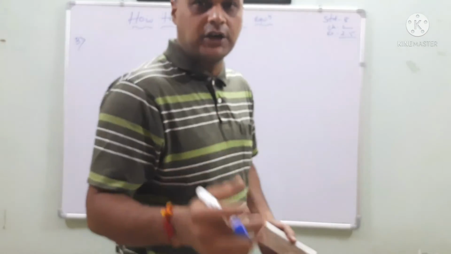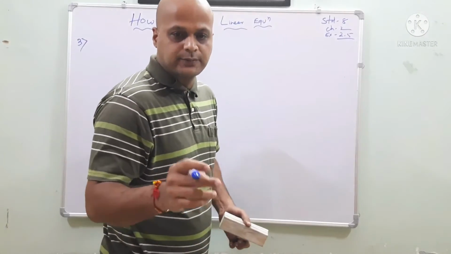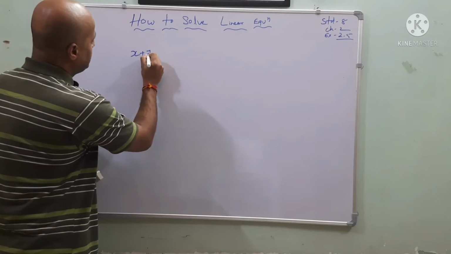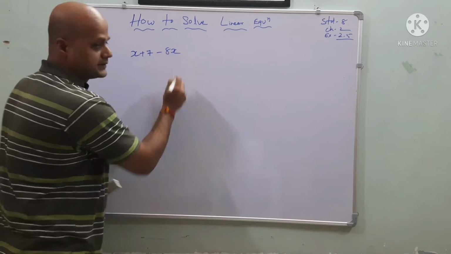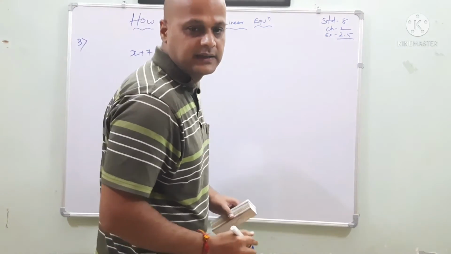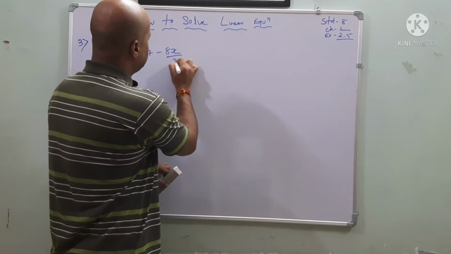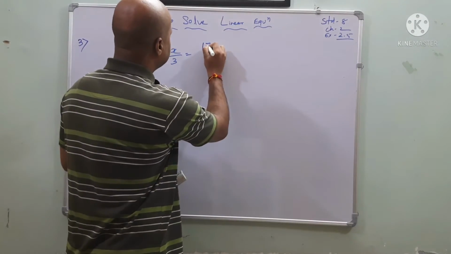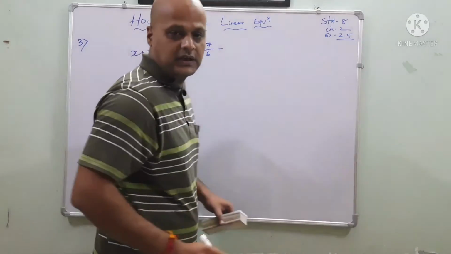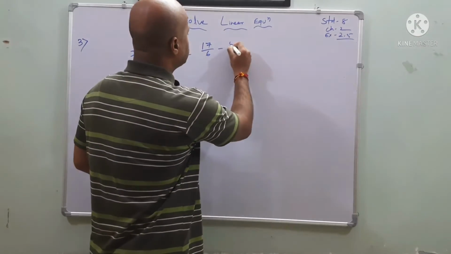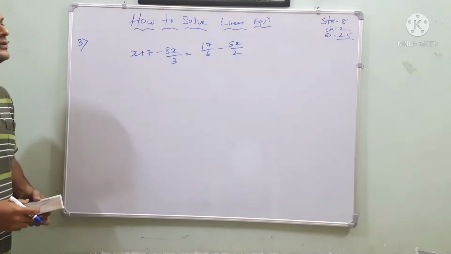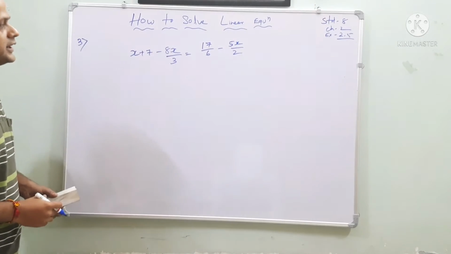Okay, what is the third one? It is saying, my dear friends, x plus 7 minus 8x by 3 is equal to 17 by 6 minus 5x by 2. So if it is given in this manner, what do you have to do? Tell me, my dear friends.